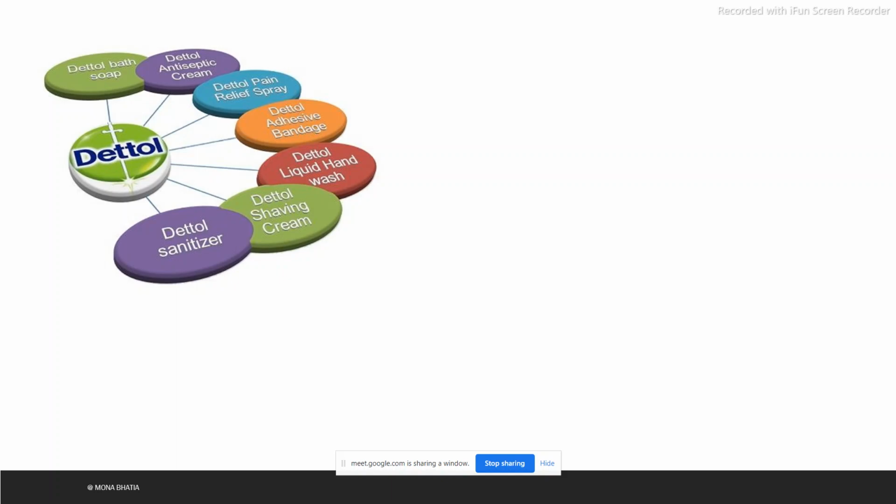Dettol was basically an antiseptic liquid. Originally it came with that antiseptic liquid which used to come in a bottle, right? But then it came with Dettol bath soap. One second, why it is not writing? Then Dettol antiseptic cream, Dettol pain relief spray, Dettol adhesive bandage, Dettol liquid hand wash, then Dettol shaving cream, Dettol sanitizer. So this is a very good example of brand extension. Now let's move ahead.